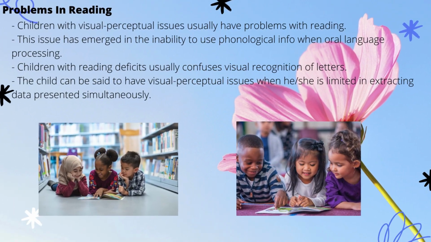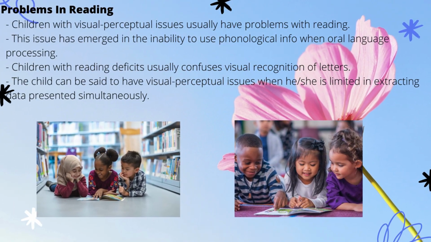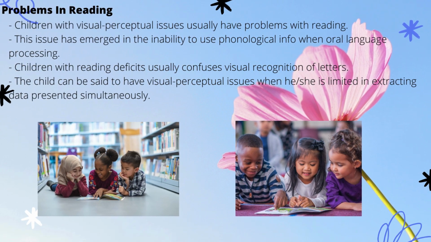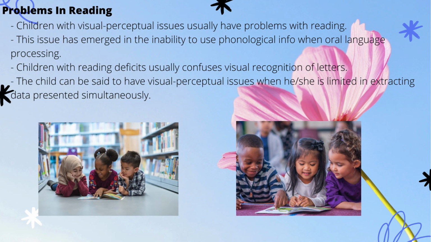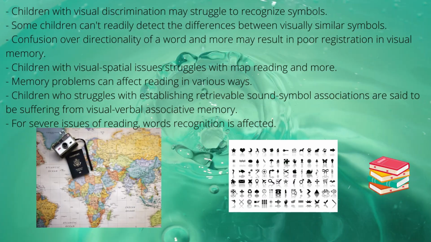Now coming to the problems in reading. Children with visual perceptual problems usually have problems with reading. They struggle with reading most of the time. This issue emerges in the ability to use phonological information when processing oral language. Children with reading problems usually confuse the visual recognition of letters. They may be confused with a few letters, like P to B, like that. And children can be said to have a visual perceptual problem when he or she is limited in extracting data presented simultaneously.